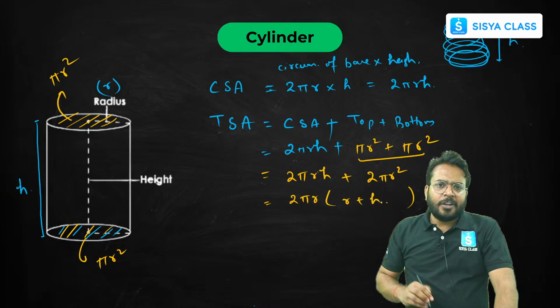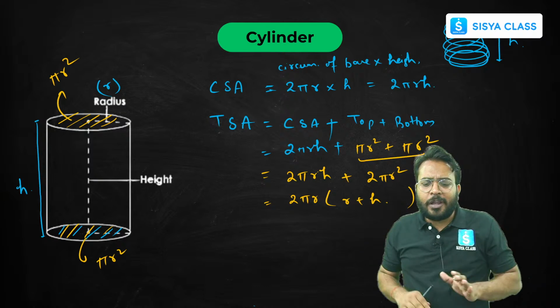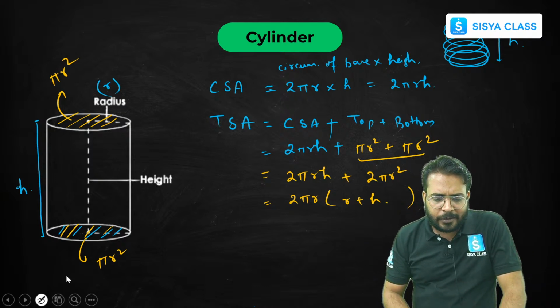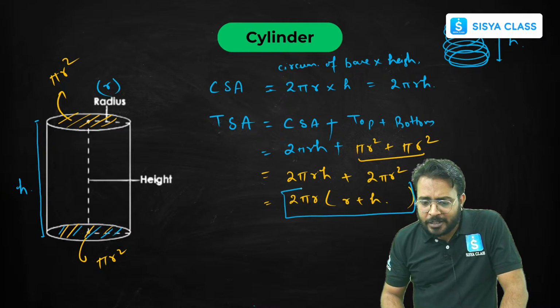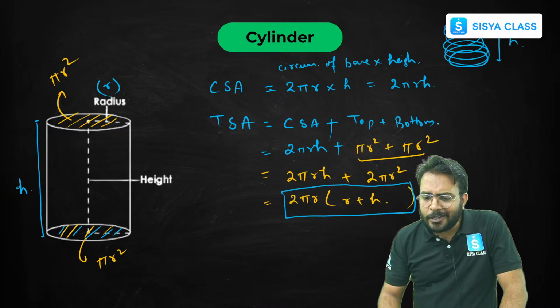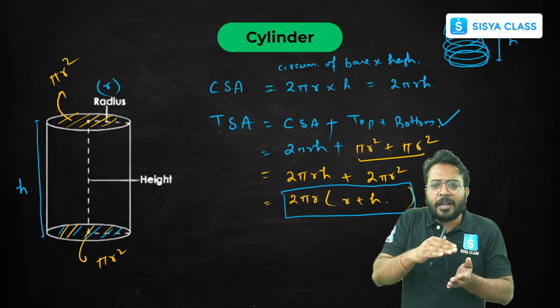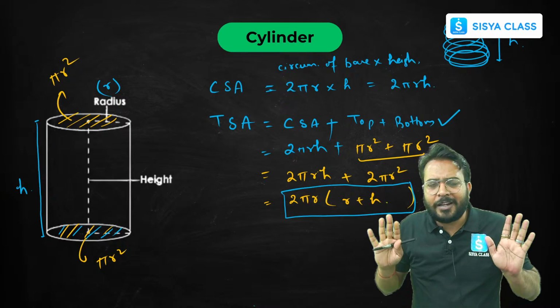So you can remember it in any way. You can either memorize this formula, or if it is a little difficult for you, just remember it like this: curved surface area plus area of my top and bottom. That is going to be fine for you.